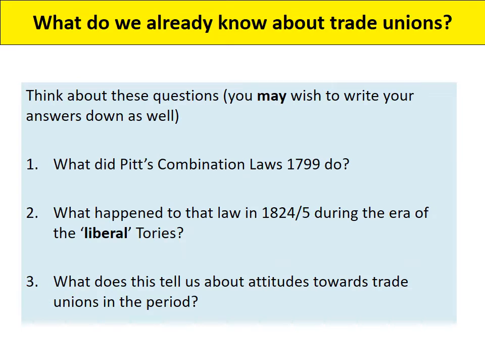So think about these questions, and you may wish to write your answers down as well. What did Pitt's combination laws of 1799 do? And why? Can you think about the context for that? What happened to Pitt's combination law in 1824 and 1825 under the Liberal Tories of Lord Liverpool? And what does this tell us? What does that change tell us about attitudes towards trade unions in this period?